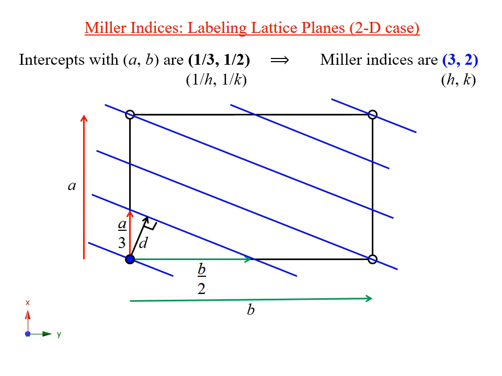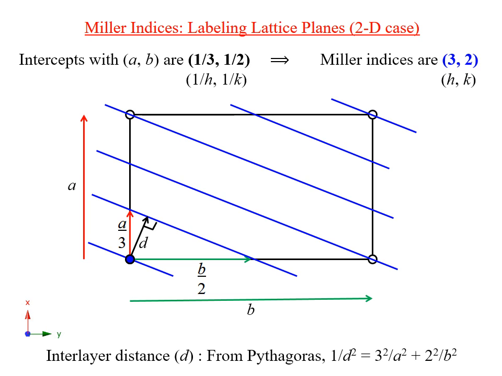We don't have to go through the derivation, but if you look at the collection of 3 right-angled triangles involved, noting the angle between A and B is 90 degrees in this cell, you can go through Pythagoras and figure out that 1 over d squared is 3 squared over a squared plus 2 squared over b squared, where 3 and 2 are the Miller indices. We'll come back to a generic description of this at the end.